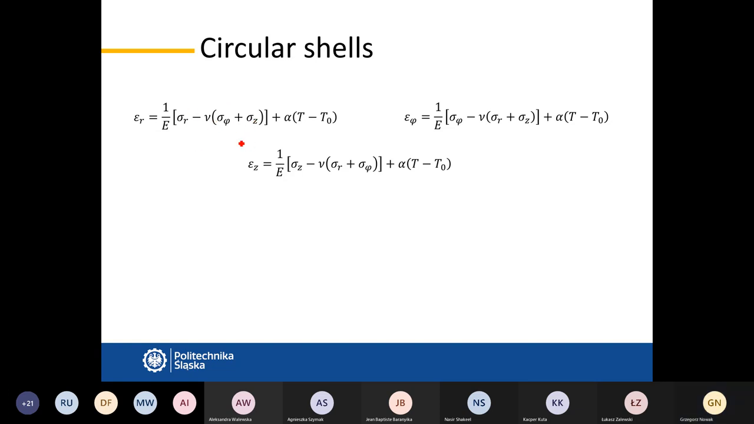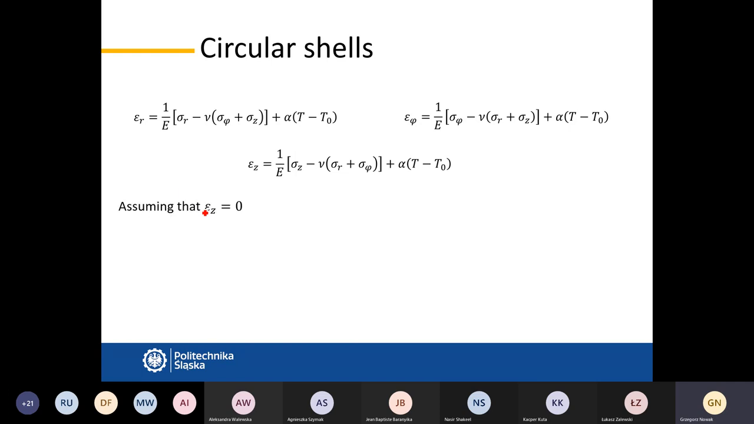So extension or strain generated due to change in temperature. This is for phi direction, so change in the circumference. And this is elongation in the z direction.